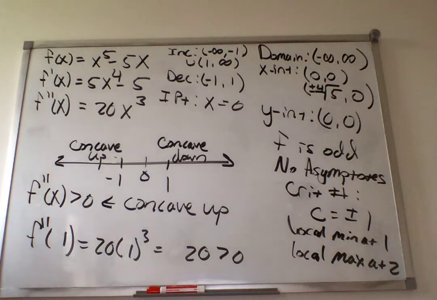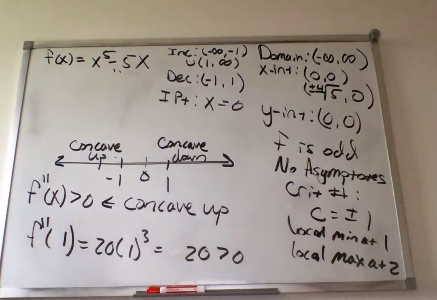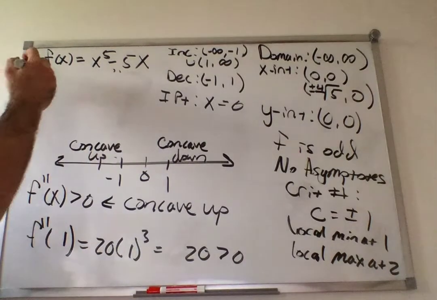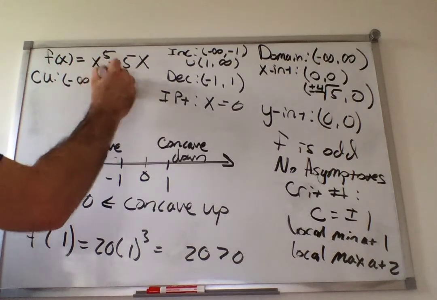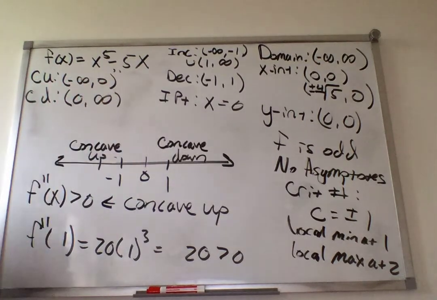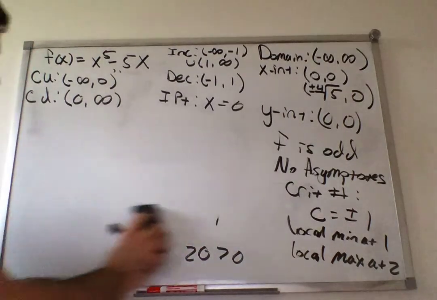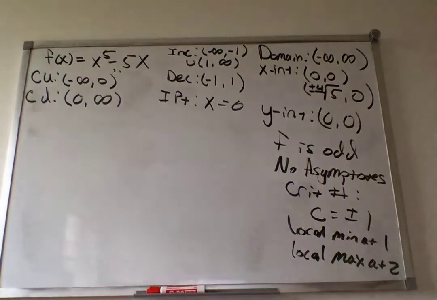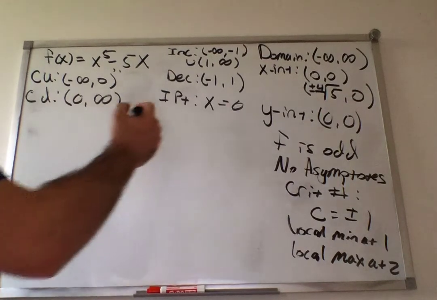All right, so now I have all of the information I need to sketch this curve. Concave up is from -infinity to 0. Concave down is from 0 to +infinity. Let's go ahead and sketch this curve now.